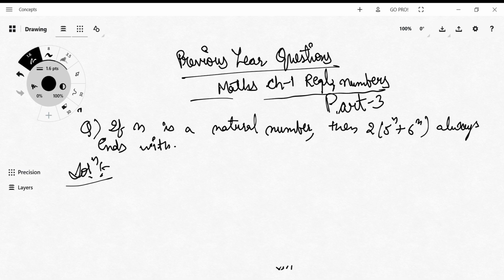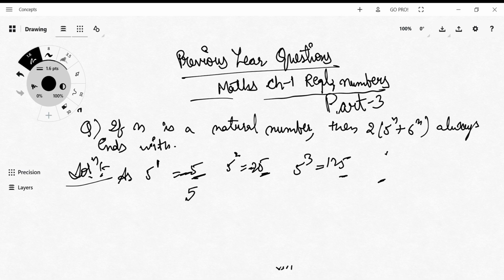The question is: if n is a natural number, then 2 into 5 raised to the power n plus 6 raised to the power n always ends with? This is again a one marker question. What we will do is take an example of different powers of 5. 5 raised to the power 1 gives 5, 5 raised to the power 2 gives 25, and 5 raised to the power 3 gives 125. So the unit digit is always 5 whenever you put any power on 5. That means the unit place of 5 raised to the power n will be 5 itself.